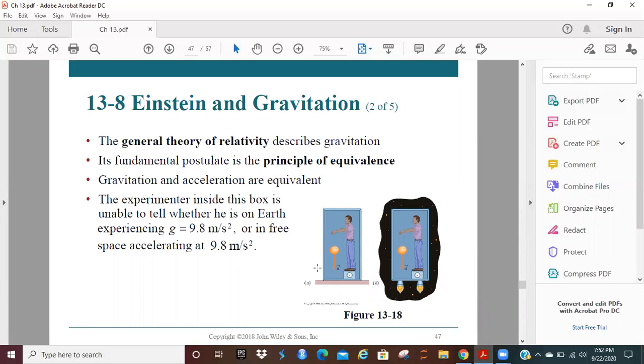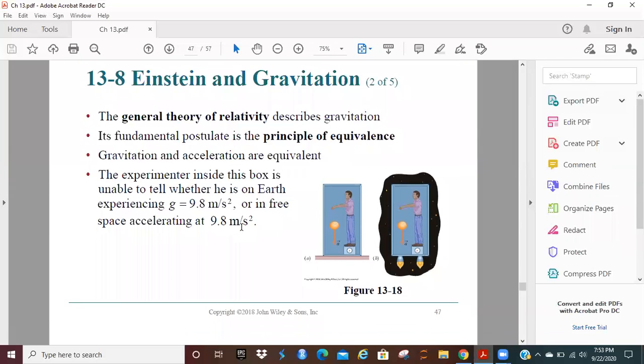So take an experimenter inside a box, and he feels some kind of acceleration going on in there. But if he can't see out, he has no idea if he's out in space or somewhere on the ground. That frame of reference doesn't matter. It's going to be the same thing. So the gravitational acceleration and acceleration are equivalent. We're looking at the same effect either way.